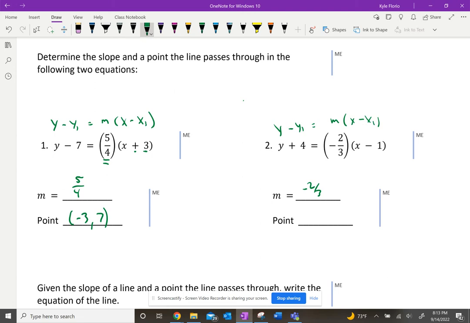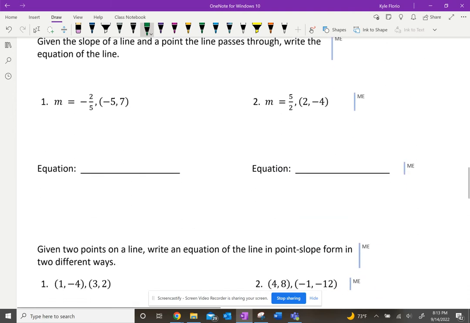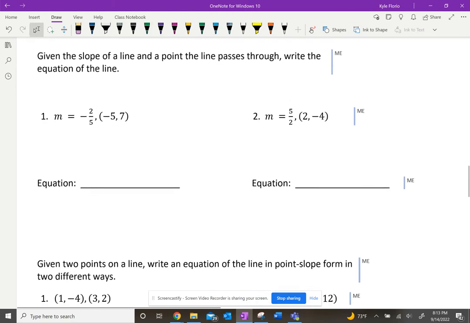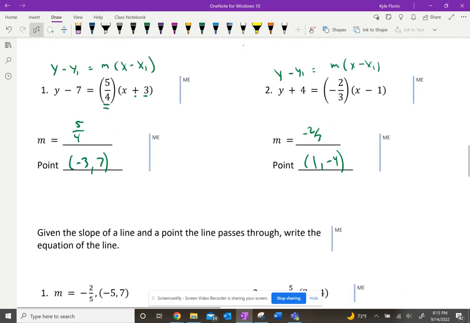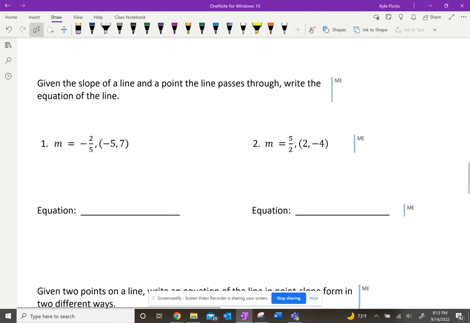And we got x minus x1, so x1 is going to be +1. And we have a +4, so the y coordinate is going to be -4. Okay. So now I'm giving you a slope and a point, write the equation. So our equation is going to be in this form. And what we need to do is put the coordinates in there and the slope in there, and we're done. So we have x1, y1 right here.